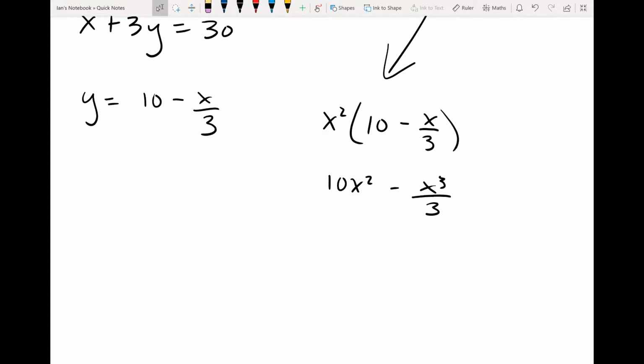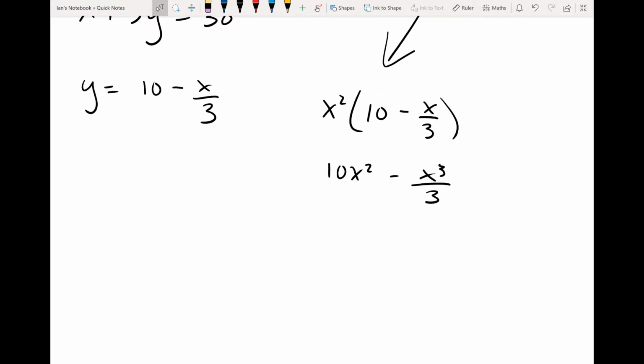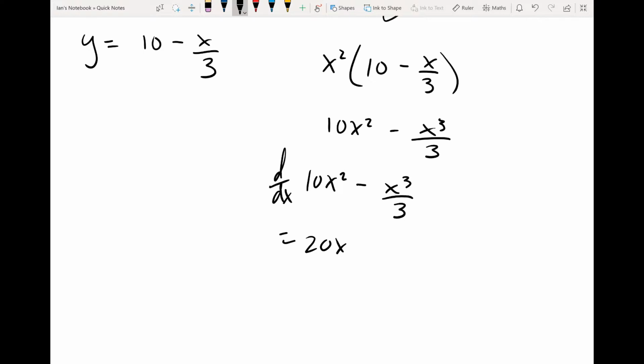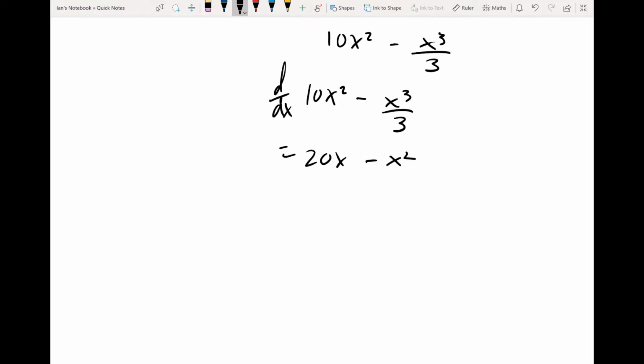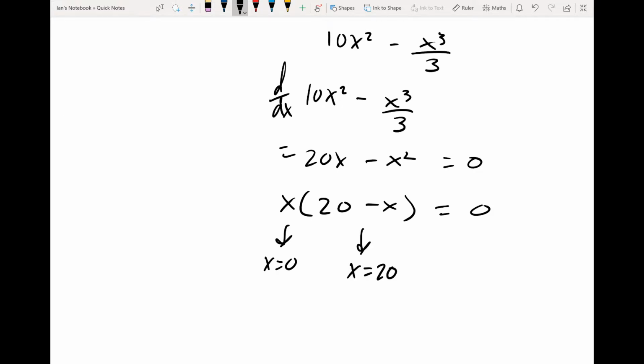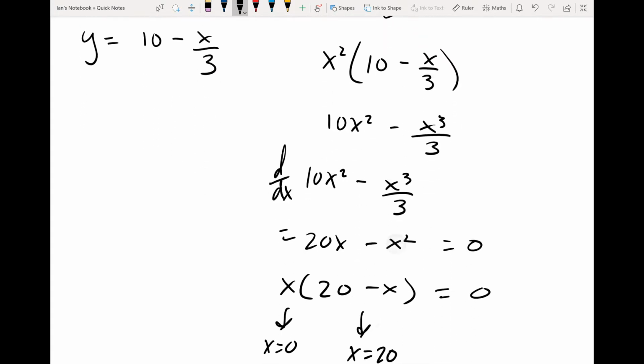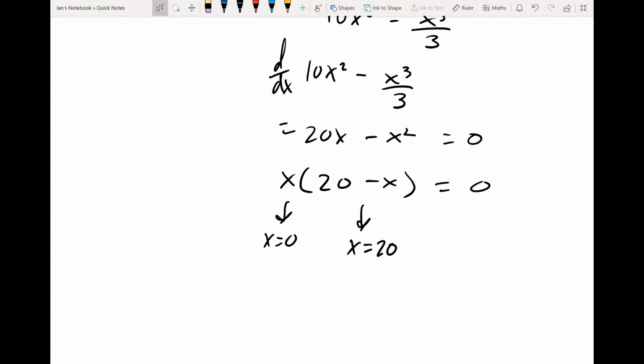All right, now we are going to be able to derive this. If we apply our derivative to (10x squared minus x cubed) over 3, we're going to get 20x minus x squared. We want to set this equal to 0 and solve for our zeros. And we have x equals 0 and x equals 20. Obviously x equals 0 doesn't help us out here because we're looking for the largest number. So we are going to look at x equals 20.